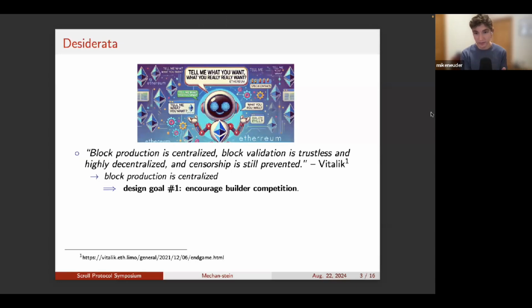But we can make a design goal out of this by saying we should try and encourage builder competition. Rather than having one builder, king-making the solo master node of Ethereum, we do want builder competition, and we'll go through how different proposals try to facilitate that competition and encourage healthy competition.